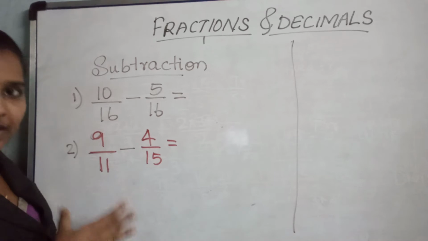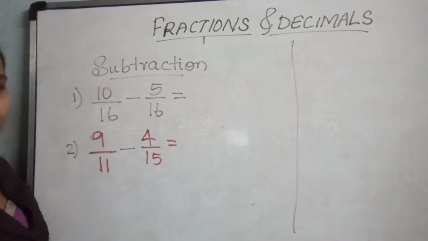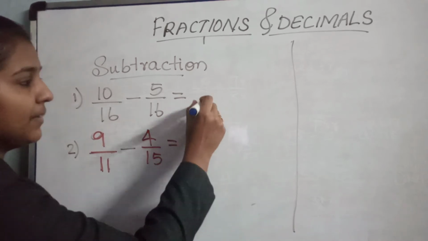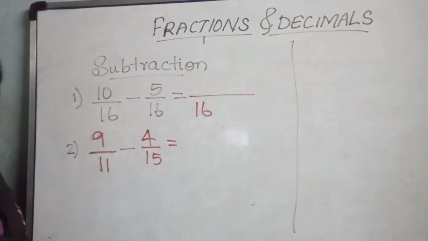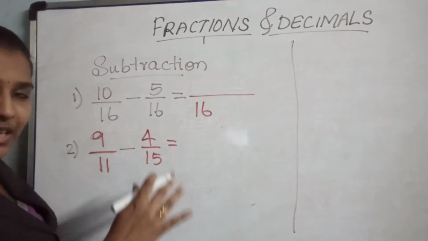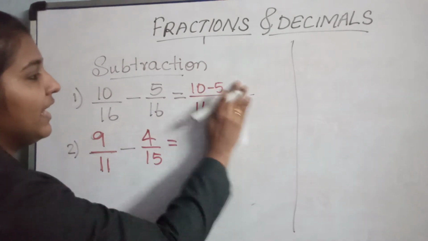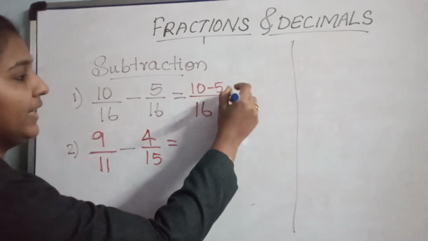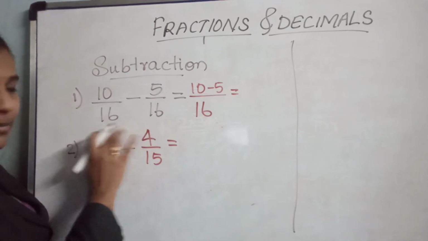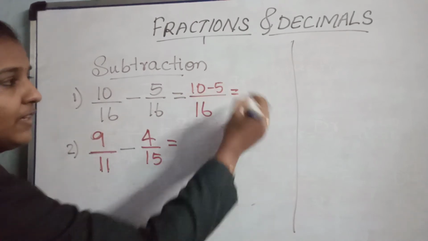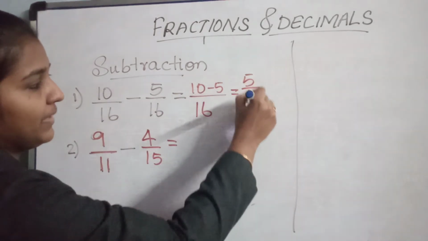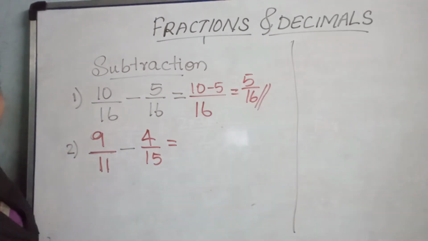Same as in the addition, here we will subtract the numerators together and write the same denominator. So 10 minus 5 we will do, and then we divide it by 16. That is the same denominator. Then 10 minus 5 is 5. So 5 by 16 is the answer for this question.